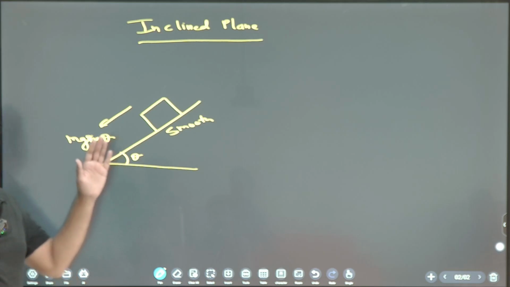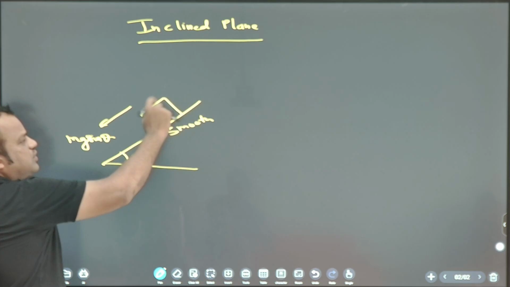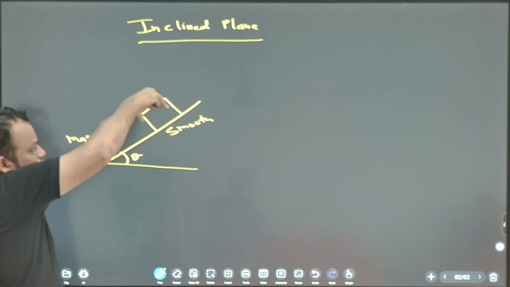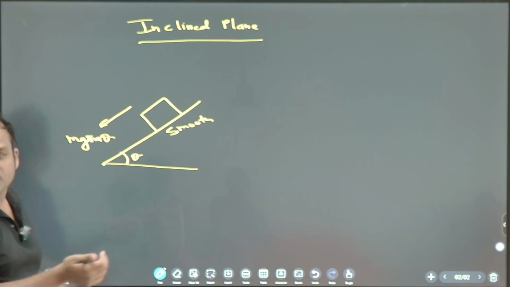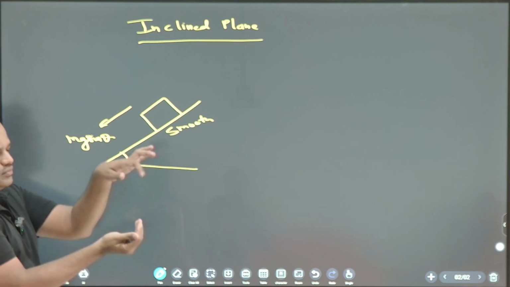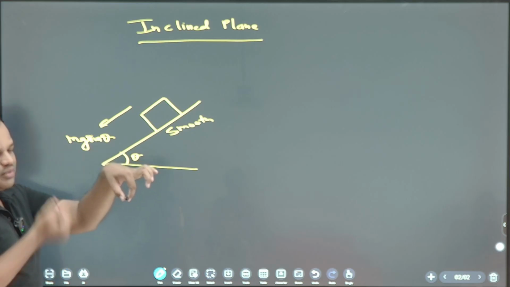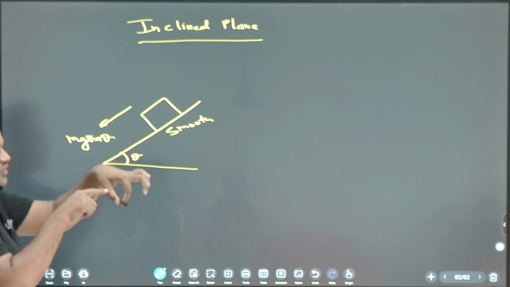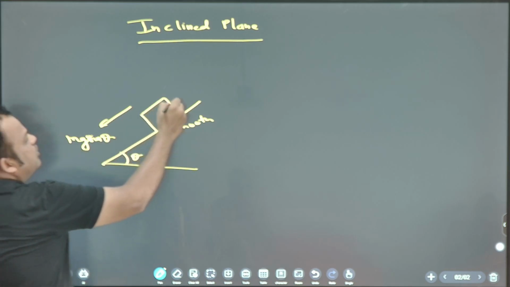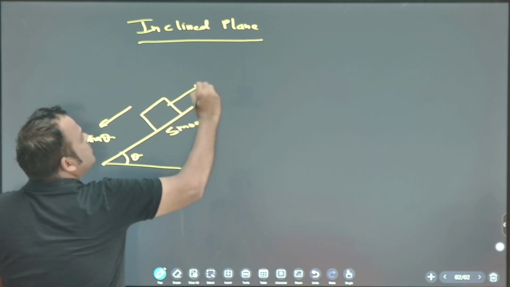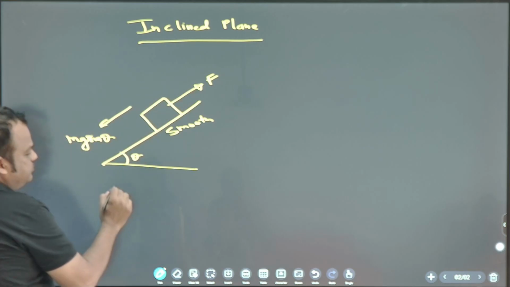If I don't want this block to slide, I have to hold it like this. Like for example, this object, mg is acting downward, but I don't want it to fall, so I have to exert some force. What force am I exerting? Mg, very good. So I am exerting mg force, equal and opposite. Now I want to keep it at rest, so what force do I have to exert up the plane? Mg sin theta, very good.